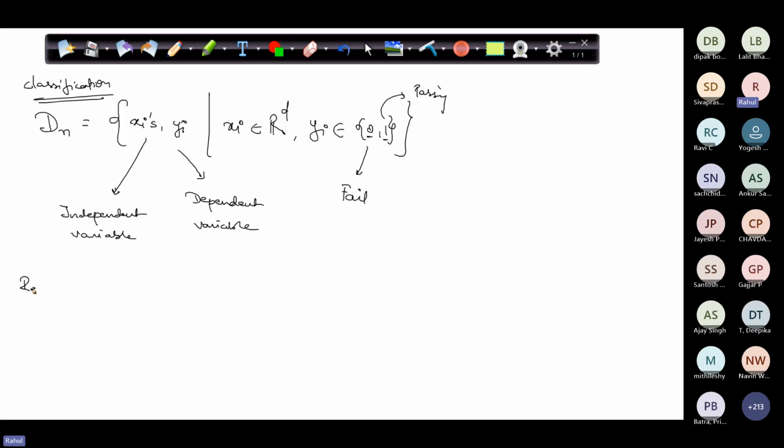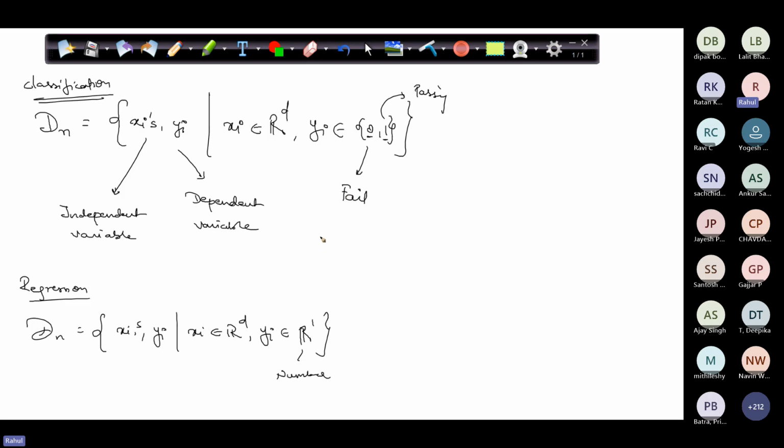Same way for regression. I have a data set D_n with x_i and y_i such that x_i belongs to the real-valued numbers and y_i also belongs to the real-valued numbers, where I am predicting a continuous number. What is the exam score? Here I was not predicting the exam score. Here I was predicting whether the student will pass or fail. So that is the difference between the equations we have.